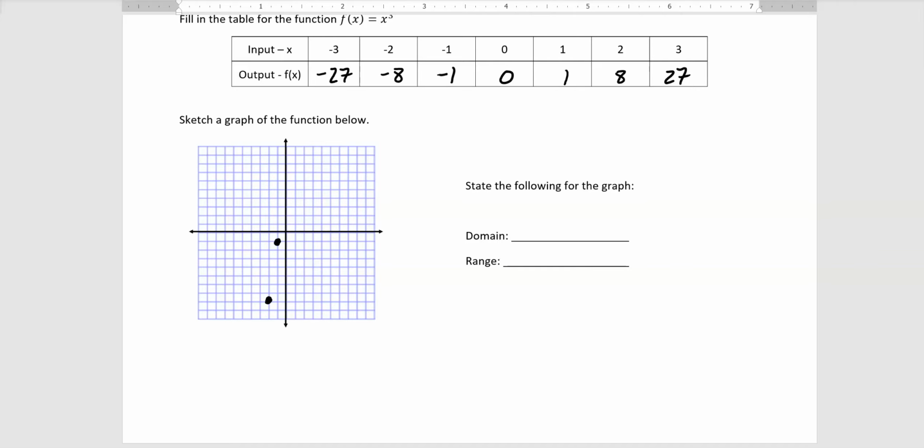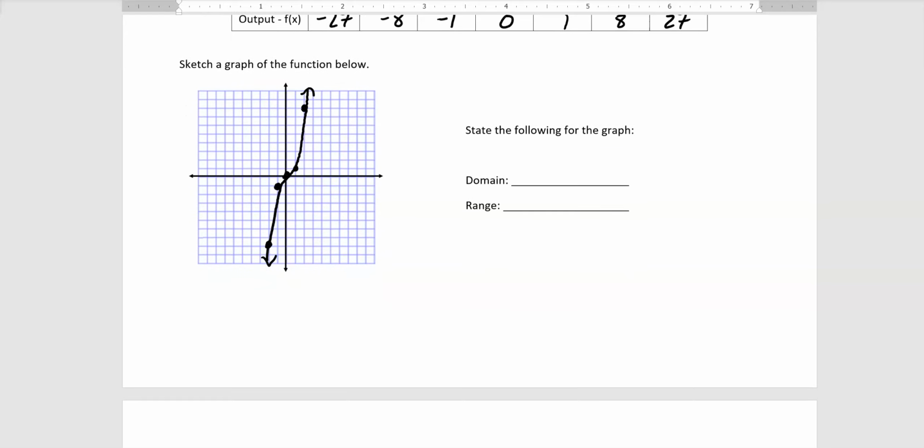-1, -1, 0, 0, 1, 1, and 2, 8 would fall right there. All right, so as I connect this, I kind of get this swish figure here where we go up and then swoosh on over. And that's going to be the shape of that cubic function. Now, if you remember, the domain and range for these are always -infinity to infinity of a cubic.